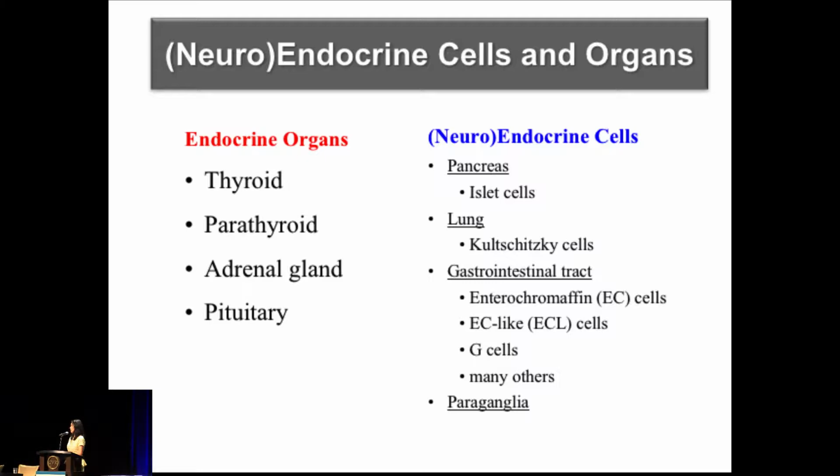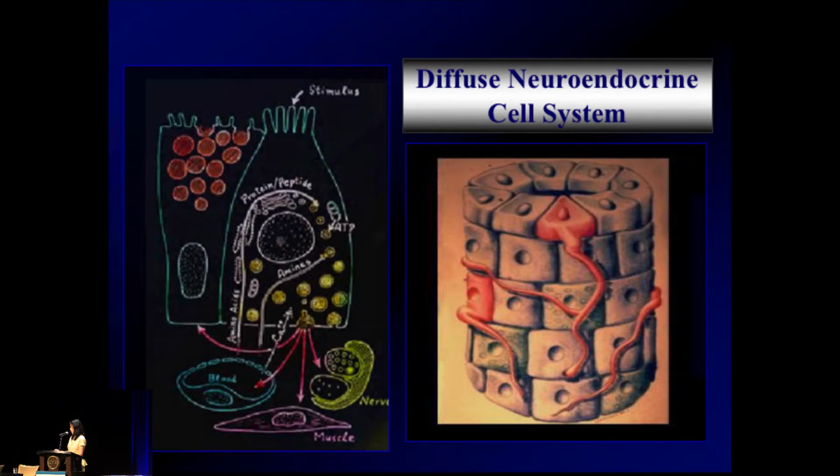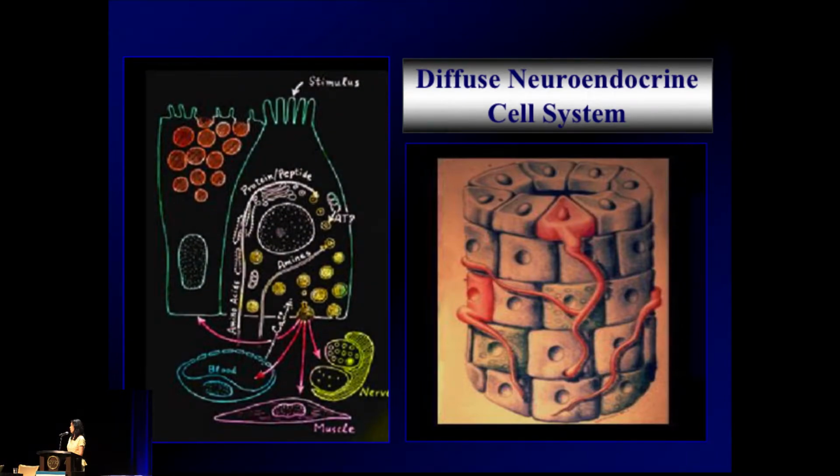For example, in the pancreas, these are cells of islets, neuroendocrine cells. In lung, these are called Kulchitsky cells. In the GI tract, there are different types of neuroendocrine cells. So as I mentioned, these cells do not form an organ. These are individual cells inserted into the epithelial glands, and they are quite powerful in terms of physiological function. Upon stimulation, they can release material which can interact with adjacent cells, as well as releasing into the bloodstream or the adjacent nerves.